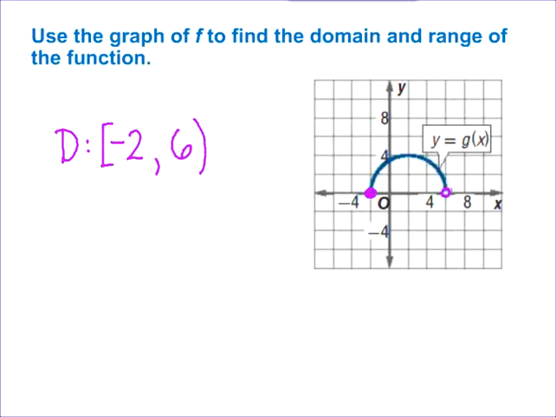All right, what about the range? So I'm looking bottom to top. What is my lowest point? 0. Do I include it? Yep. And what's my top point? Do I include it? There you go. That's very inclusive. So far, so good? Okay.